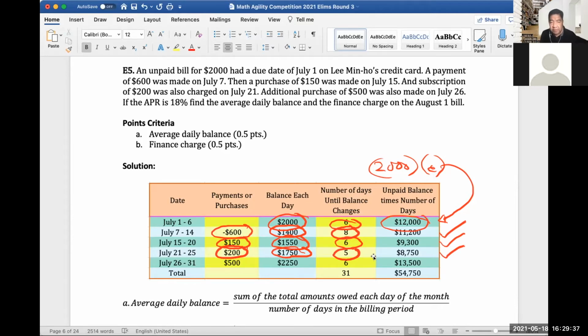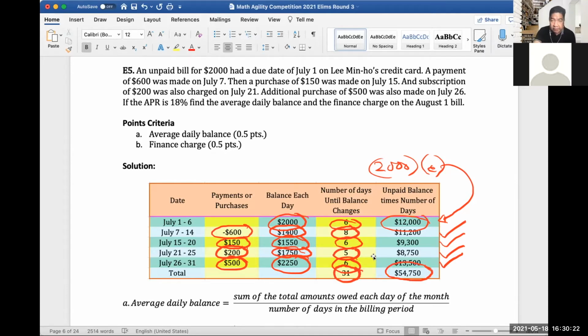Okay, so from July 26 to 31, he again purchases an amount of $500. So we need to add that to 1,750. So we get $2,250. And from July 26 to 31, that's 6 days. So multiply 6 times 2,250, that's 13,500. So the next thing we need to do is add all these numbers in the unpaid balance column, which is the last column, and we will get 54,750, and the total of days would be 31 here.